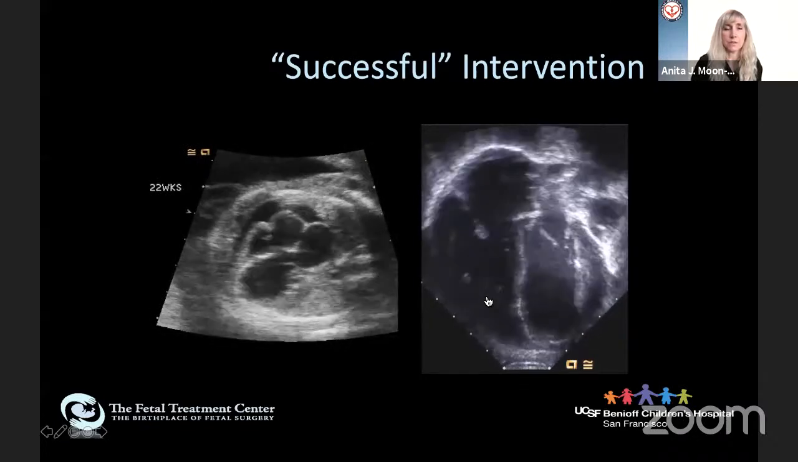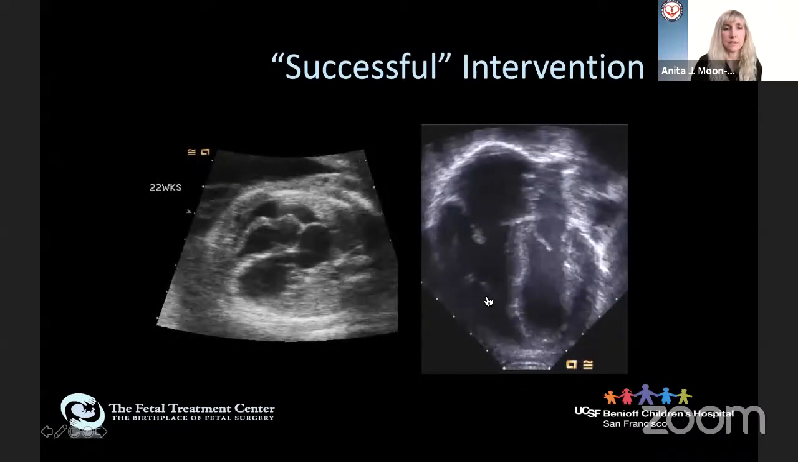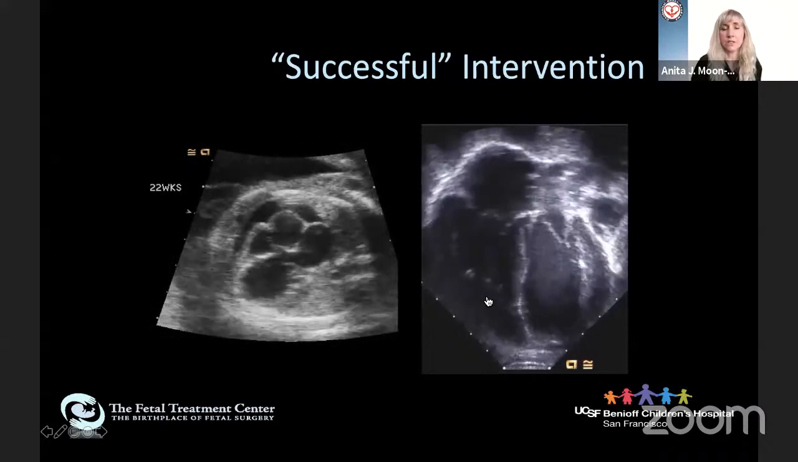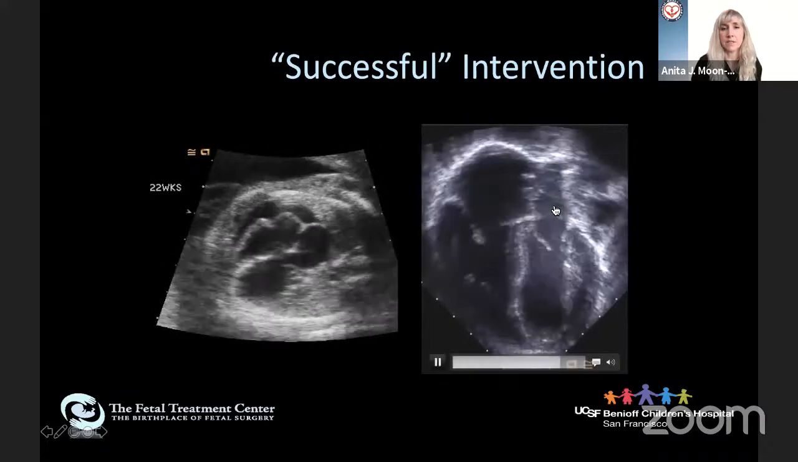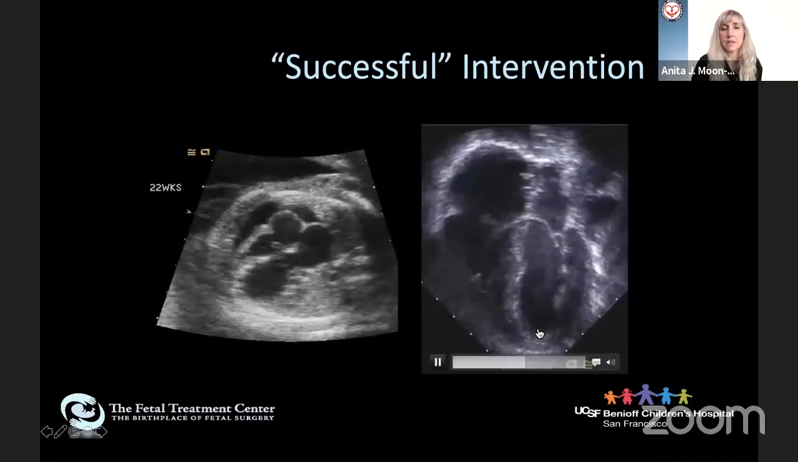And these are common off-the-shelf balloon catheters used for percutaneous coronary intervention in adults. And this is a different patient of ours at UCSF, and a so-called successful intervention showing the proof of concept, at least, that at 9 months of age, the left ventricle is not hypoplastic.